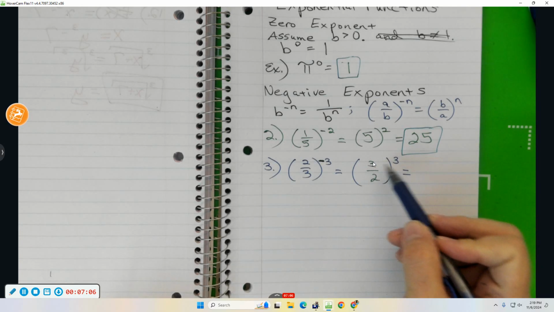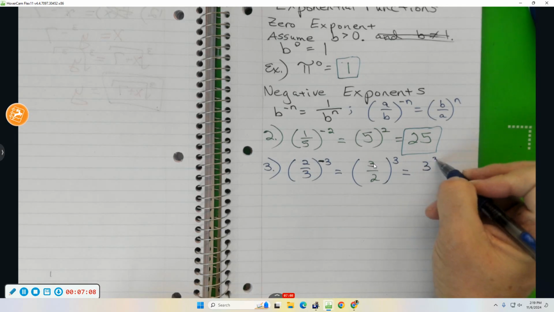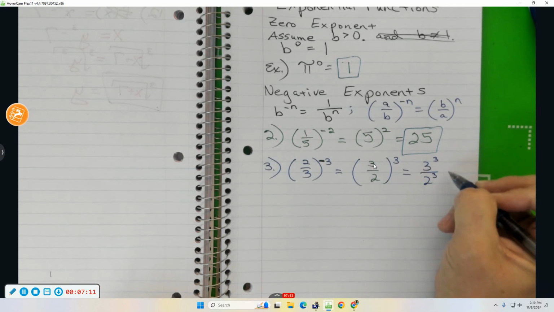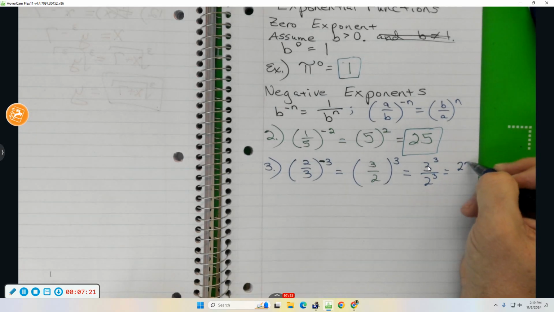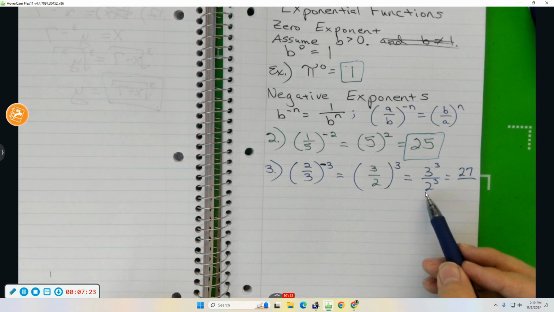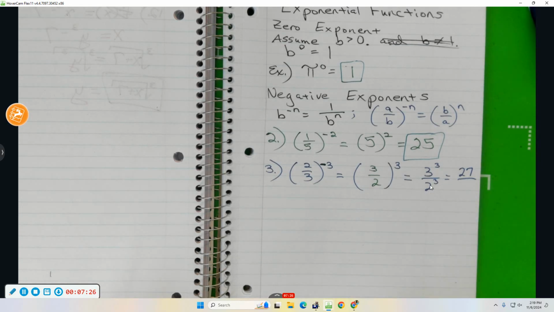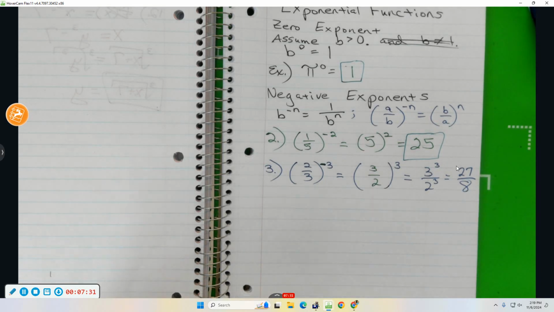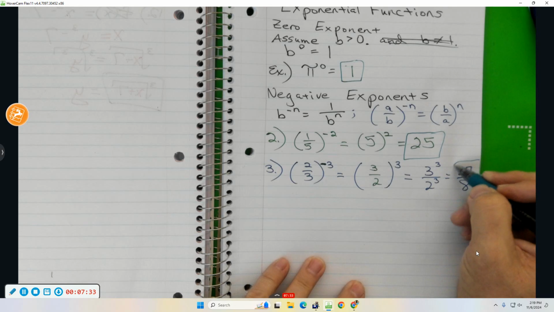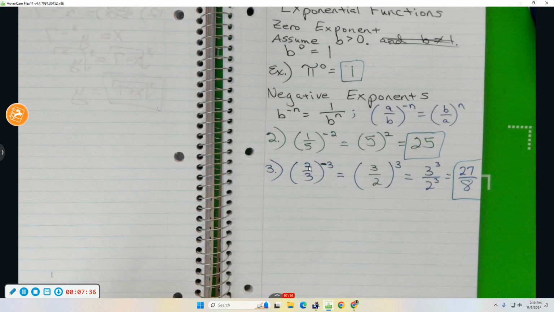That's like 3 cubed. You could think of it as 3 cubed over 2 cubed. Be careful, don't say 9. What's 3 times 3 times 3? 27 all over... don't say 6. 2 times 2 times 2 is 8. So 27/8 is my final answer. Any questions there? So 2/3 to the negative 3 is 27 over 8.